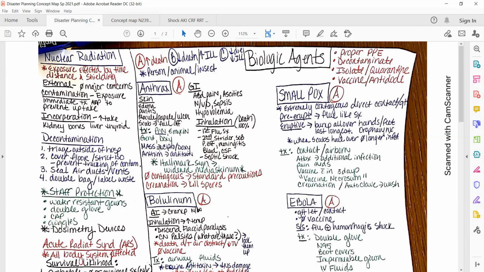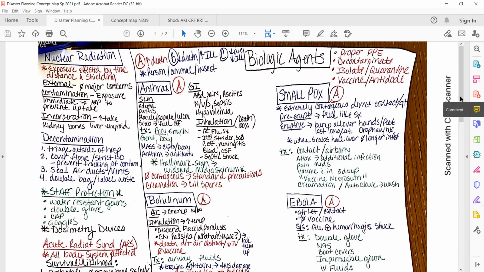Antibiotics for additional infection, but remember smallpox is a virus, so antibiotics aren't going to actually treat the virus. But if you have additional infection because you have skin wounds or something like that, or respiratory infection, that's when you'd use them. Vaccine within 3 days is helpful. They can develop a vaccinia necrosum though, so you have to be careful about that. And then cremation and autoclave washing of the supplies to prevent transmission.